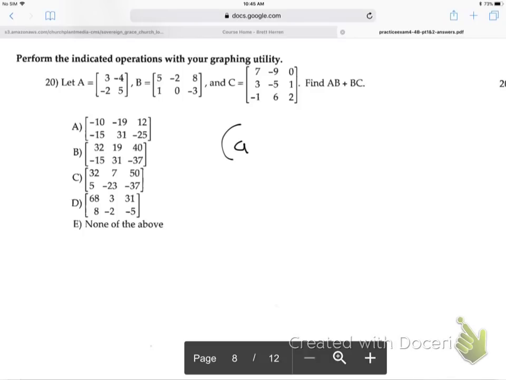Okay, I'm going to say calculator. Graphing utility. I did them all earlier. Type them all in and then just do this. Put in A, B, and C into your graphing calculator and then just literally do that. Hit the enter button and get the answer. Come see me if you have any trouble. Go look at the old YouTubes.